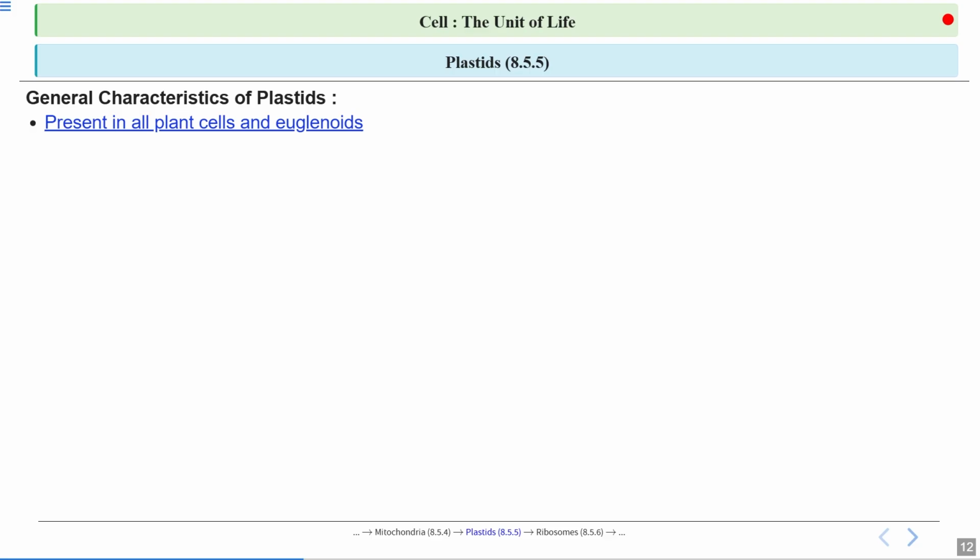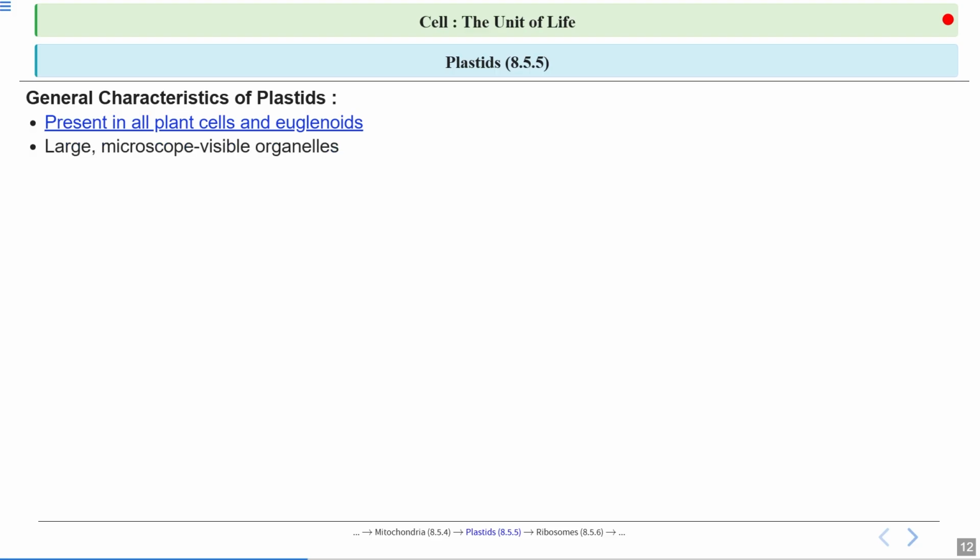Euglenoids, they are the member of which kingdom? Euglenoids are members of kingdom Protista. Euglenoids are a connecting link between plants and animals. They have both animal-like and plant-like features. An example is Euglena. They can photosynthesize in the presence of light, and they can switch to a heterotrophic mode of nutrition in the absence of light. They are unicellular eukaryotes.